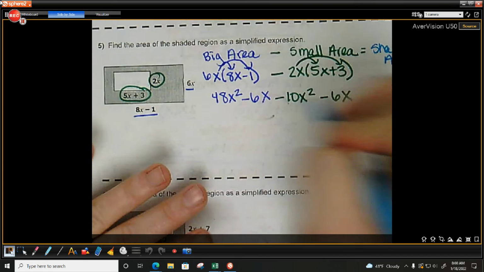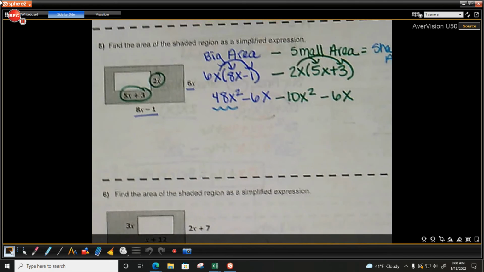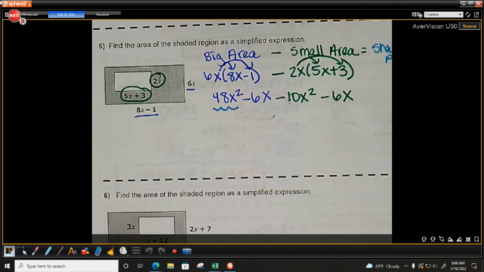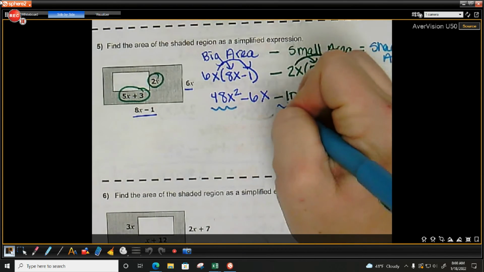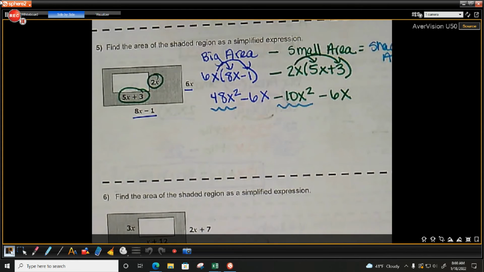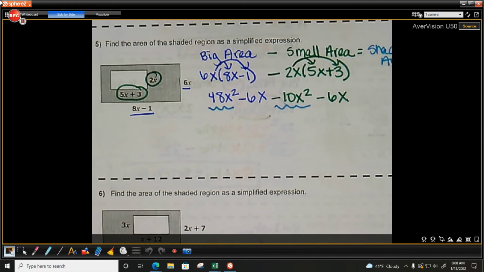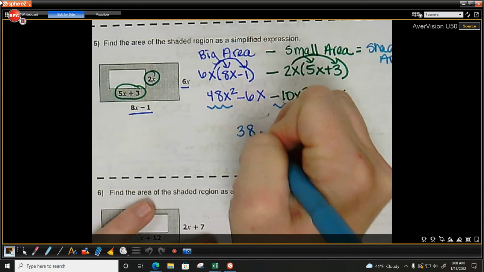I have a 48x squared. Do I have another x squared term? Negative 10x squared. So what's 48x squared minus 10x squared? 38x squared.